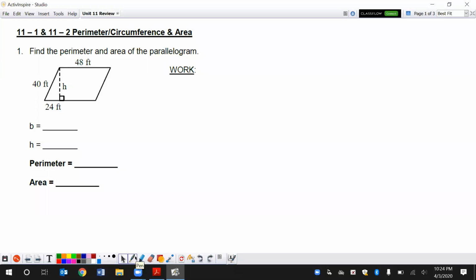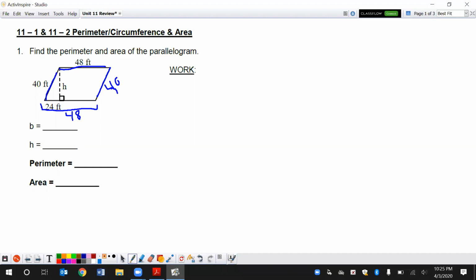So the first one I want to do with you is number 1, where it says find the perimeter and area of the parallelogram. So if you remember, parallelograms have opposite sides that are equal. So if this is 48, then this entire bottom side is also 48. And same thing for the left and the right sides. If this left side is 40, then the right side is also 40.